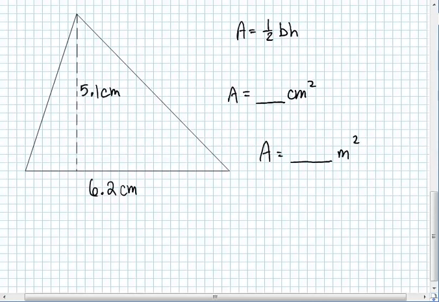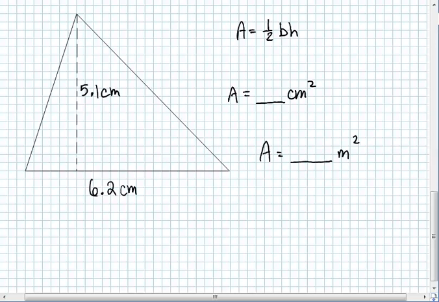Okay, so for homework, what I want you to do for tomorrow is work out the area of this triangle, which is very straightforward. Half times base times height. I've given you both those dimensions there. So work it out in centimeters squared, and then work it out in meters squared.